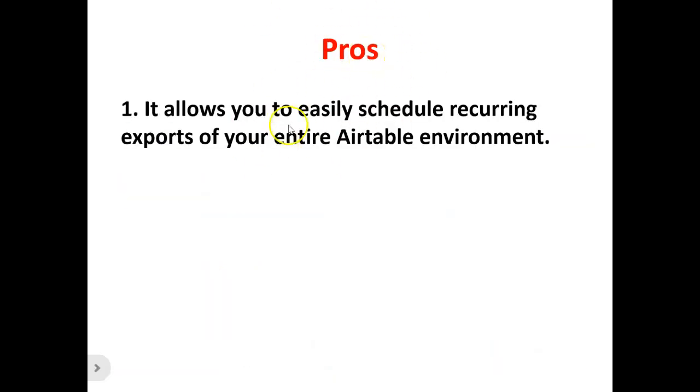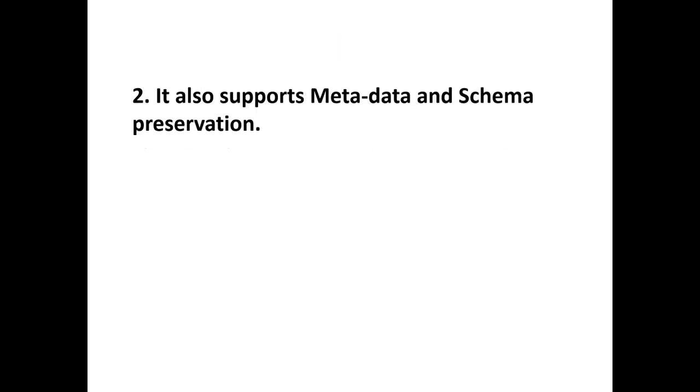Number one, it allows you to easily schedule recurring exports of your entire Airtable environment. That is, when making use of On2Air, it makes it very easy to schedule recurring exports of your entire Airtable environment to your preferred cloud storage. So instead of manually exporting CSVs, the system identifies new data and handles the transfer for you. So this actually gives you a complete overview of your data history, allowing you to move from hope-based security to a verified automated archive with zero technical friction.